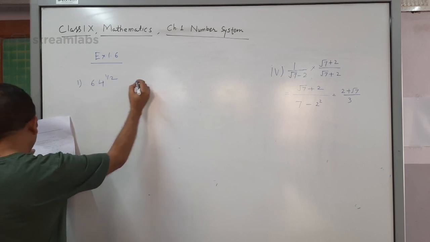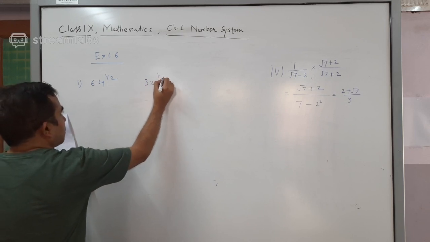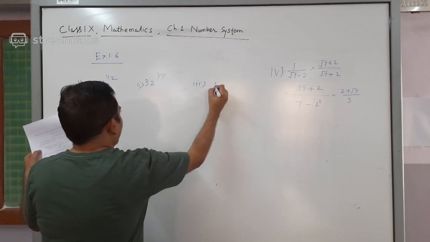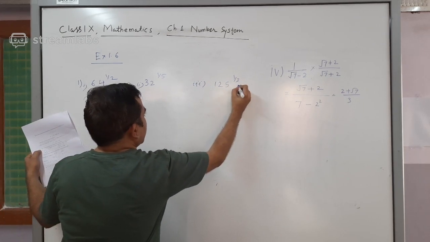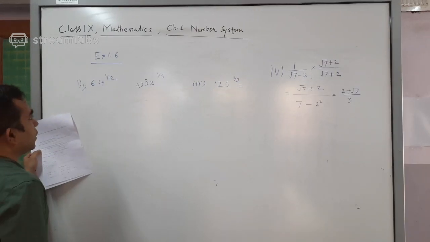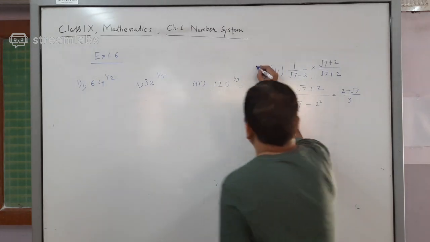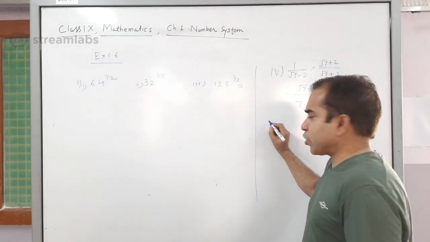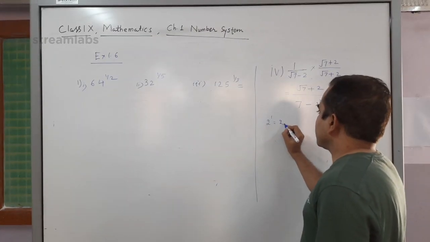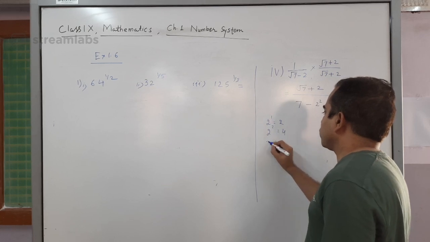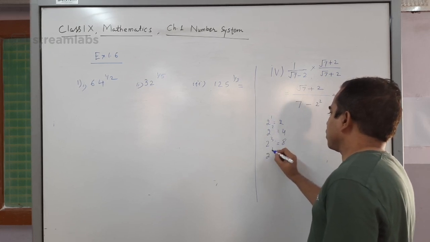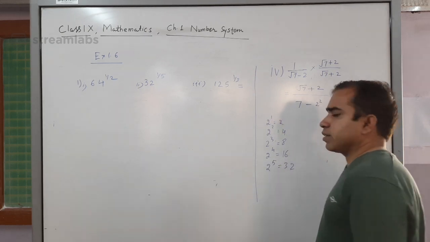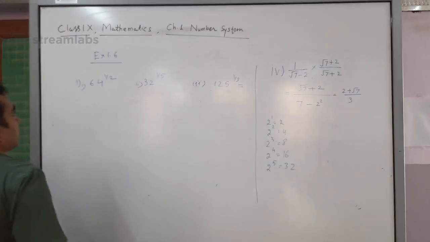64 raised to power half, 32 raised to power 1 by 5, and 125 raised to power 1 by 3. These are all things we have to simplify. You have to remember some things that help you a lot, like powers of 2, at least up to 10. It will help you do things directly. Those who have studied computer science must have seen these while discussing the binary system.